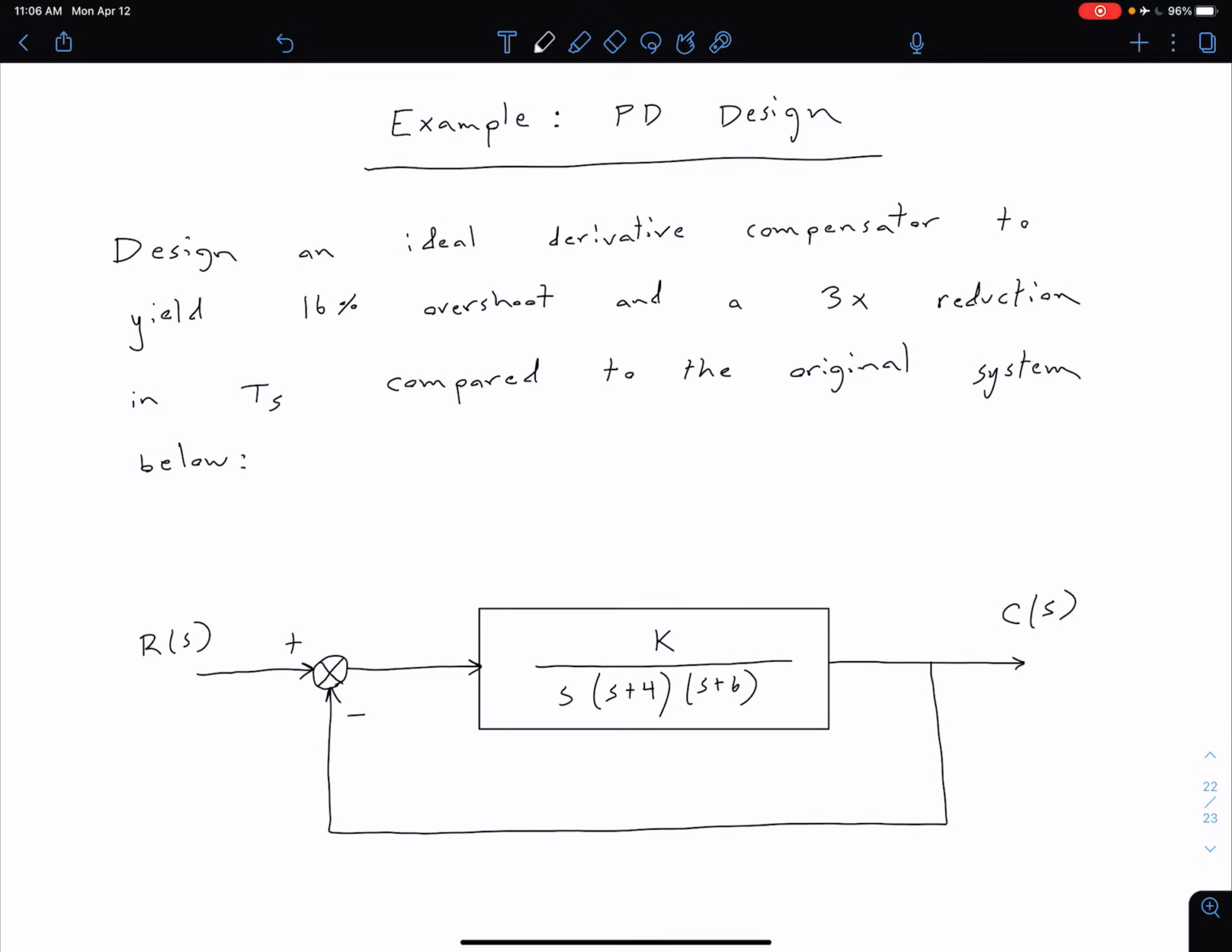In this video, we're going to take a look at an example of how to design a PD compensator. So this example is going to go into a bit more detail, therefore our video is going to be a bit longer than normal. So we want to design an ideal derivative compensator to yield a 16% overshoot and have a 3-time reduction in our settling time t sub s compared to the original system, which is shown below.